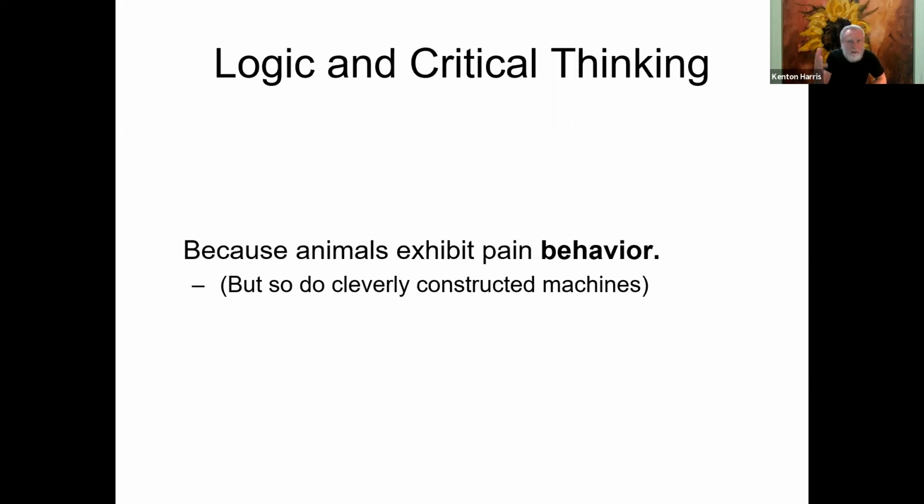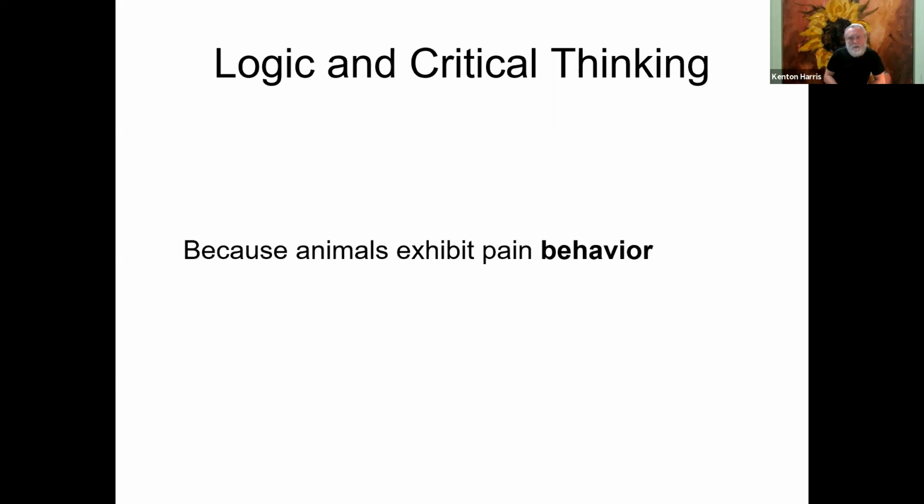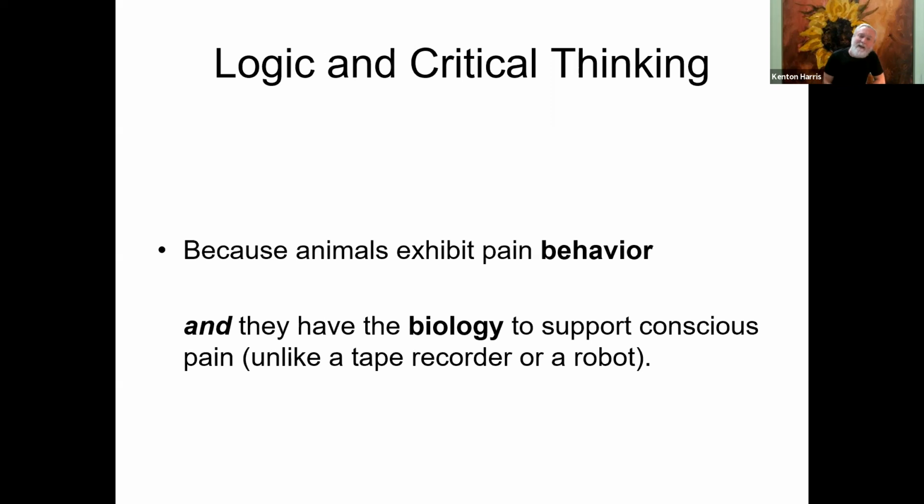Or maybe Siri is saying, please don't shut me off. I don't want to die now. You don't really think Siri is actually expressing volition or wishes, even if there's something like conscious behavior that she's exhibiting. So animals not only have the behavior, they also have the biology to support conscious pain, unlike a tape recorder or a robot, etc. Right?